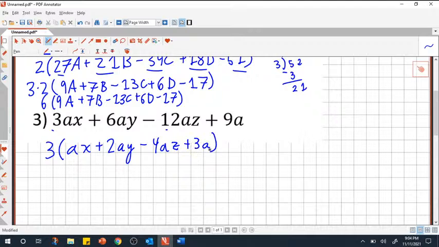Now, I want you to notice that these actually do still have a factor in common, that even though that's a variable, that still counts as a factor. So in order for this to be fully factored, I can actually factor out a 3 and an a, leaving behind x plus 2y minus 4z plus 3, and that's as far as we can go.